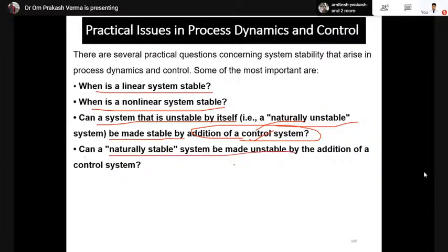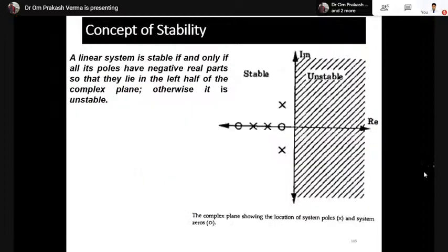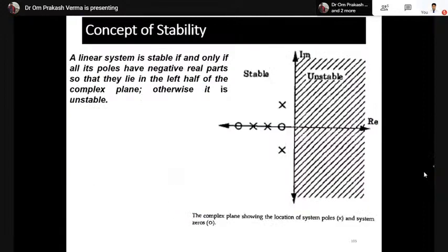So there are some questions. Okay, so we have to make an unstable system stable and a stable system unstable. This is the question. Can we make that? So we have to find the answers to such questions. Okay. Before going to the answer to these questions, we have to check the other things also.